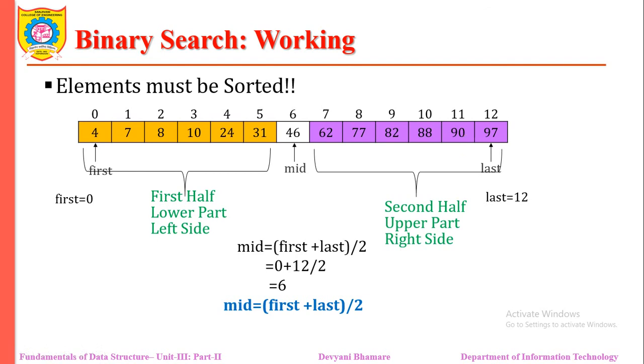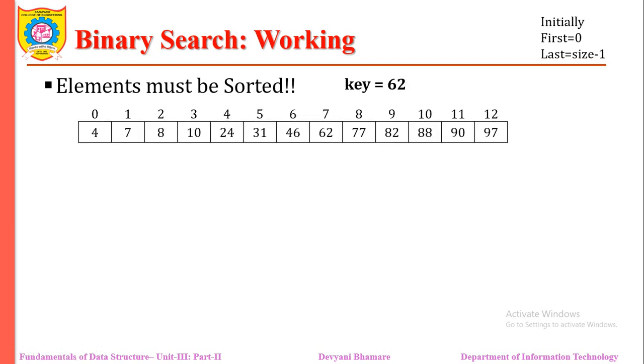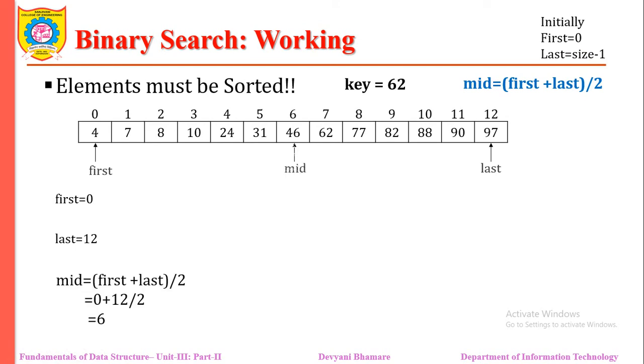Then we compare the key with this mid. If the key value is less than A of mid, then the element is present in the first half part. If the key element is greater than A of mid, then it is present in the second half part. That means we are not doing linear searching. Assume our key element is 62. Initially first is 0 and last is n minus 1. Then we compute the mid. Mid is the sixth element, A of 6.